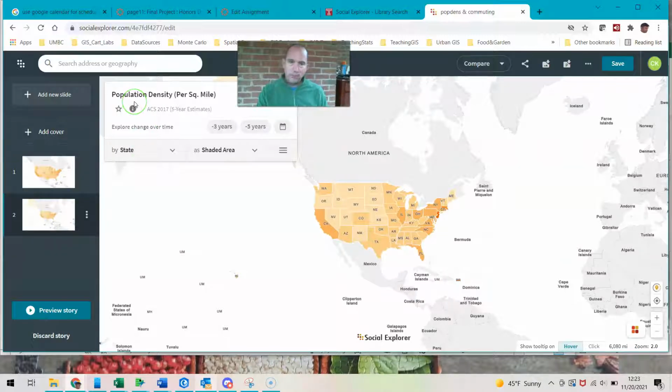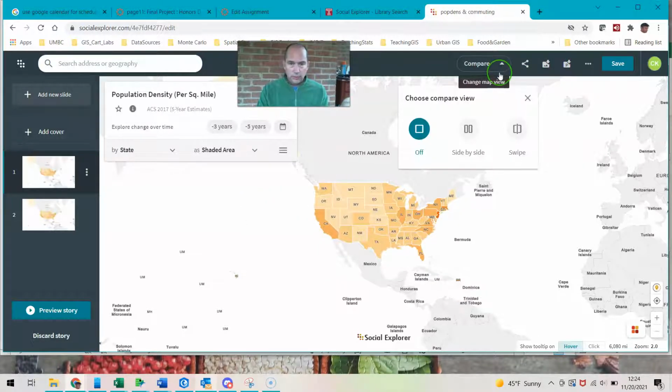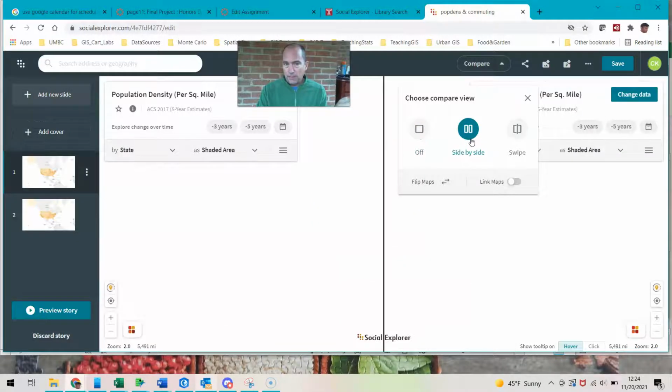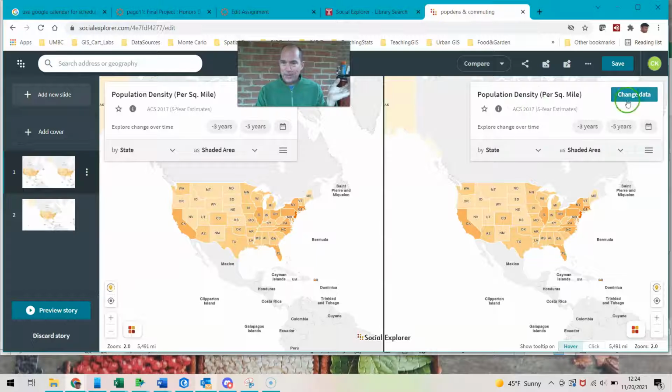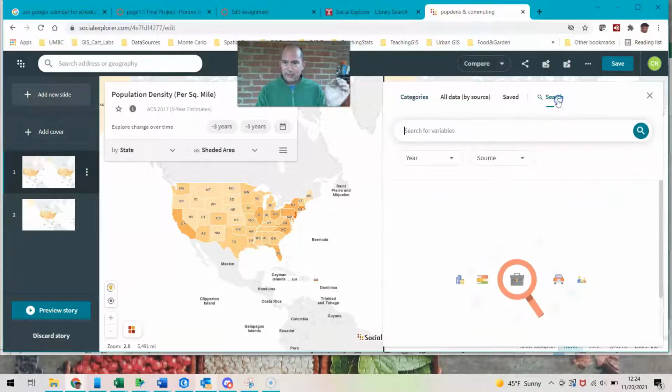By default, I'm looking at population density, which, by the way, is why I chose that as one of my measures, so I wouldn't have to change one of the maps. In the project, I ask you to look at two different measures at the scale of the entire United States. Now to look at two different measures at once in a story, I can create what's called a side-by-side map. So here, on the left, I'm looking at population density, and on the right, if I change the data, I can find, let's say, commute times.